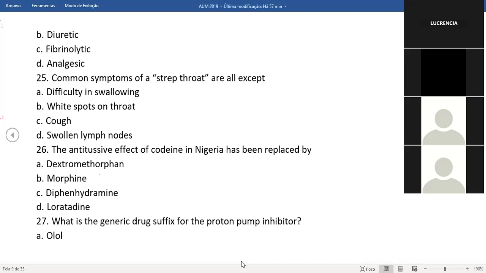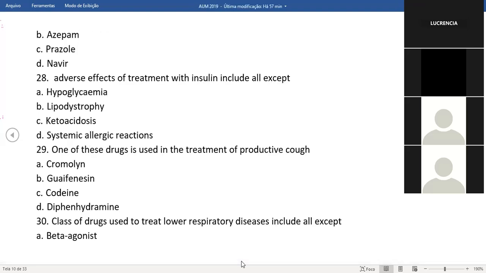The antitussive effect of codeine has been replaced by dextromethorphan. Codeine has been banned, so dextromethorphan. What is the generic drug suffix for the proton pump inhibitor? Olol, azole, prazole. C, prazole.